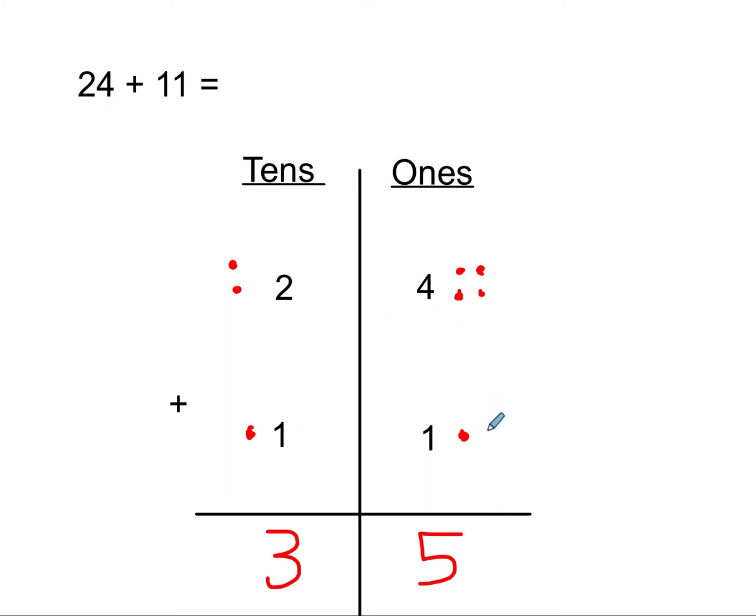Now that I've added up all my numbers, I can see that the answer to my problem is 35. 3 is in the tens place and 5 is in the ones place. So at the top up here where my problem is, I'll write my answer, 35.